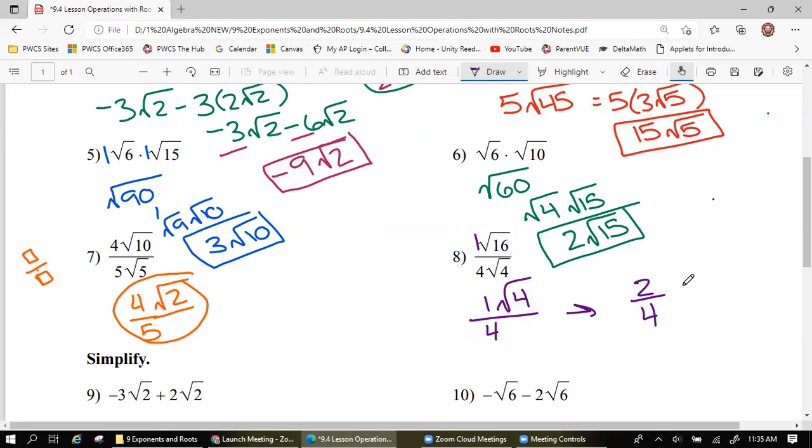And then we should simplify fractions if we can. 2 divided by 4 is 1/2. You can always go into your calculator and do 2 over 4 and get 0.5. Press that button and it'll tell you it's 1/2.